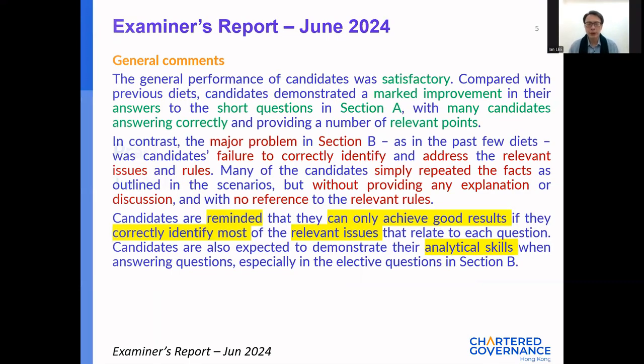Okay, so the way I would like to do is first look at the examiner's report. This is the general one we saw last time, but we can look at this again because we can see any particular problem with section B that the examiner has highlighted to the students who sat the exam in the previous diet. So here they say, first of all, satisfactory performance in section A, many answered the points correctly, which is good. But in contrast, the major problem in section B was the candidate's failure to correctly identify and address the relevant issues and rules.